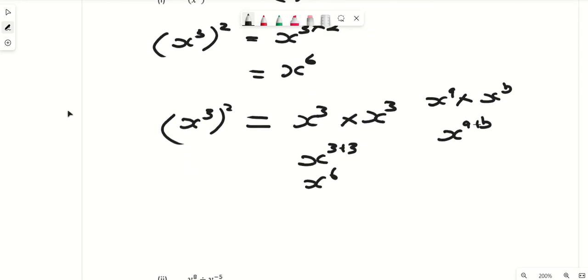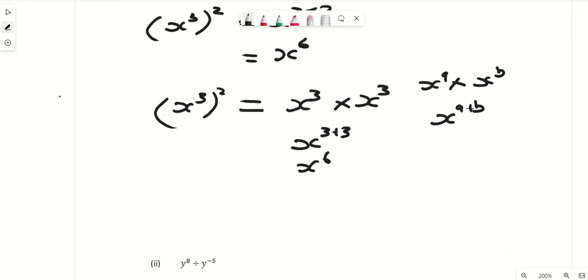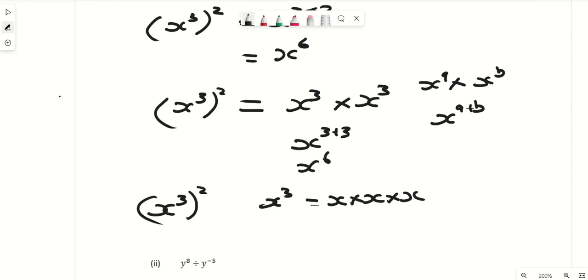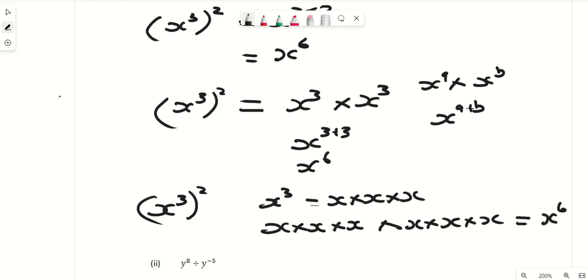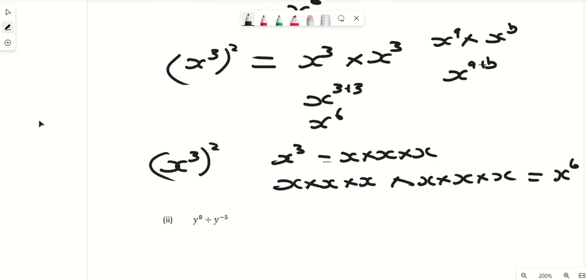I'm showing you different methods, guys. If it is x to the power of 3 raised to the power of 2, we have x to the power of 3 equal to x multiplied by x multiplied by x. So basically, we're going to multiply x multiplied by x multiplied by x by a second one, which is x multiplied by x multiplied by x. So that's 1, 2, 3, 4, 5, 6 x's. So it'll be x to the power of 6. That is the next method. If you know your laws, this should be super, super easy.